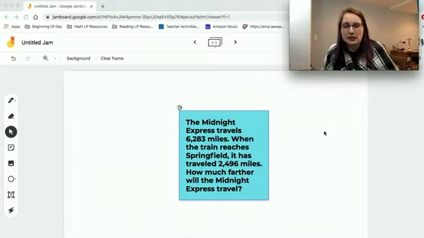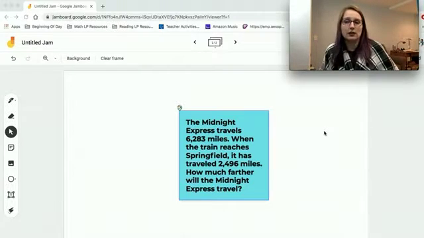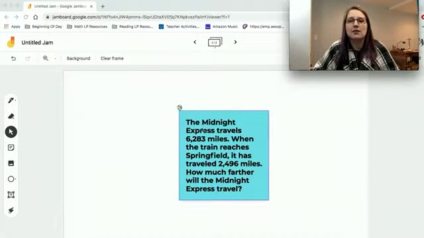So let's get started. I'm going to be using the same story problem for all of the different strategies for subtracting today. So the first thing we need to do, of course, is read the story. I would like you to follow along as I read the story problem. It says, the Midnight Express travels 6,283 miles. When the train reaches Springfield, it has traveled 2,496 miles. How much farther will the Midnight Express travel?